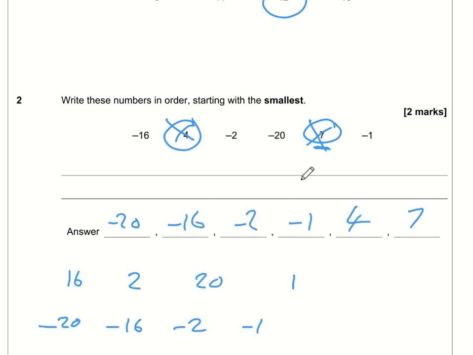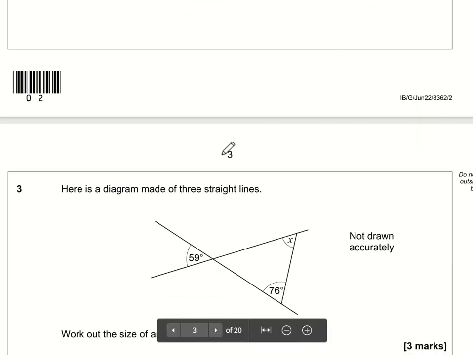Remember, the smallest is the one which is the most negative. So 20 is bigger than 16, so -20 is more negative than -16, so therefore -20 is smaller than -16. So just be careful with the negative numbers that you've got them the right way around.